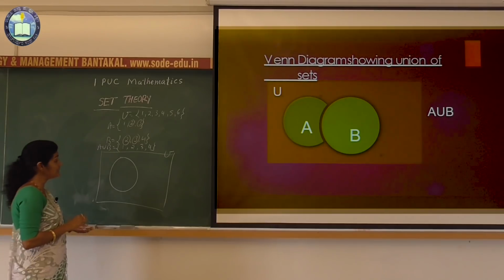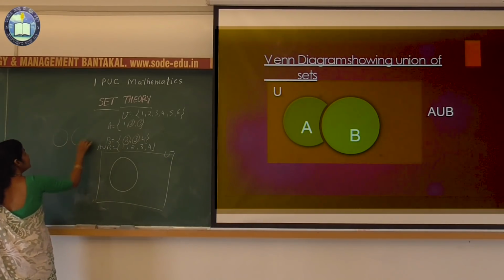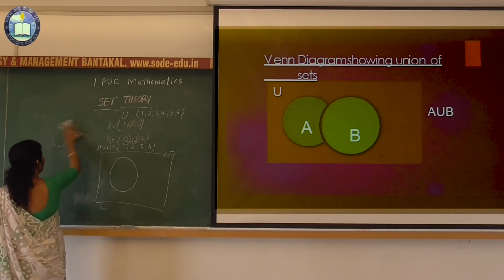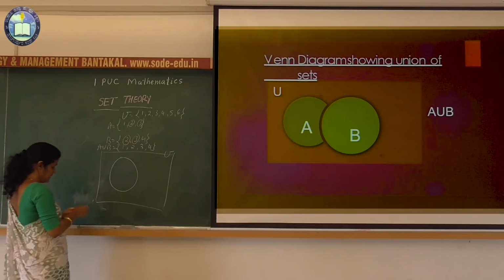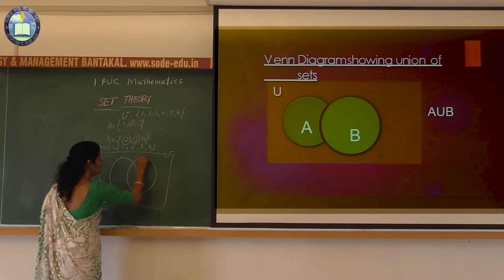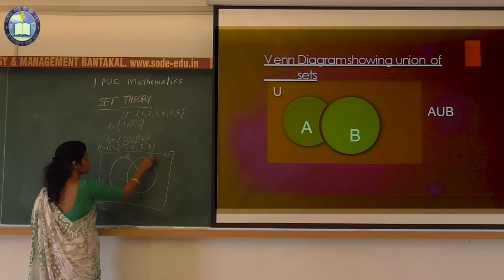If common elements are not there, then you have to draw two non-intersecting circles. If common entries are there, you have to draw intersecting circles. So now common entries are there, so you have to draw intersecting circles. So this is A, this is B.